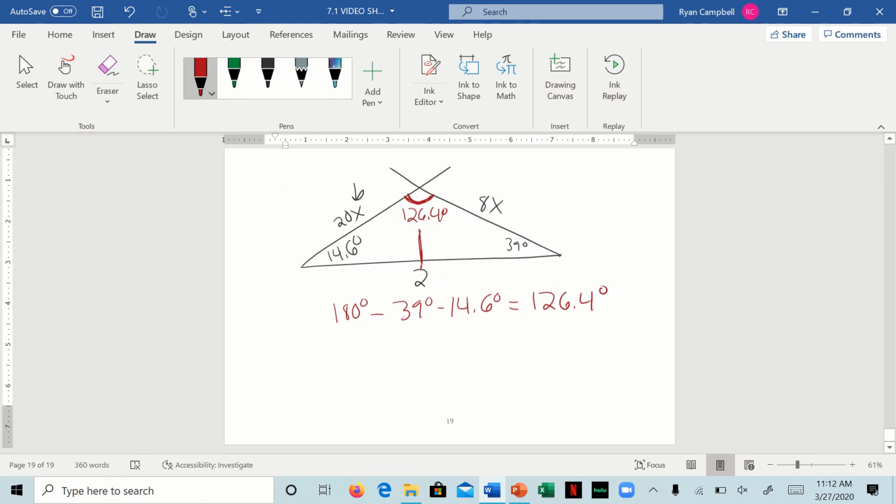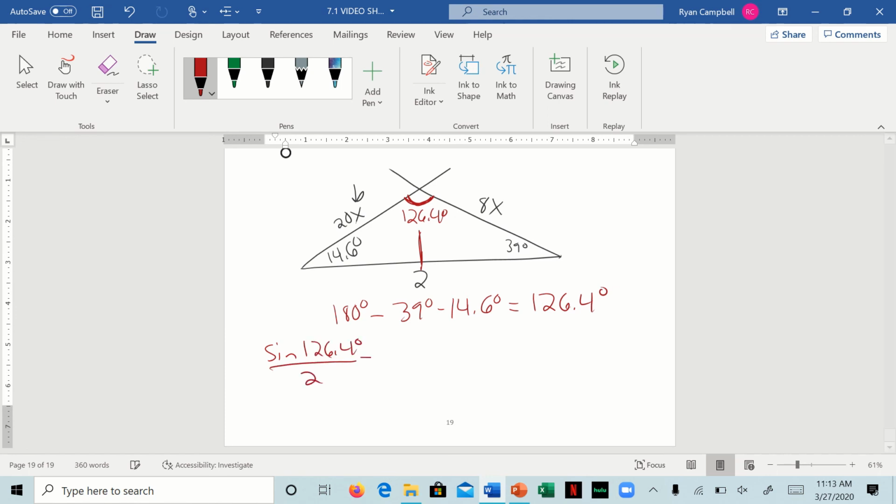So using law of sines, we get sine of 126.4 degrees over 2 is, and we can really use any of them, but if we're trying to be more exact, we should use the most exact answer, which is the 39. Sine of 39 degrees over 20x. And we're just trying to solve for x, right? So we can see that this simplifies down to x equals 2 sine of 39 degrees over 20 sine of 126.4 degrees.